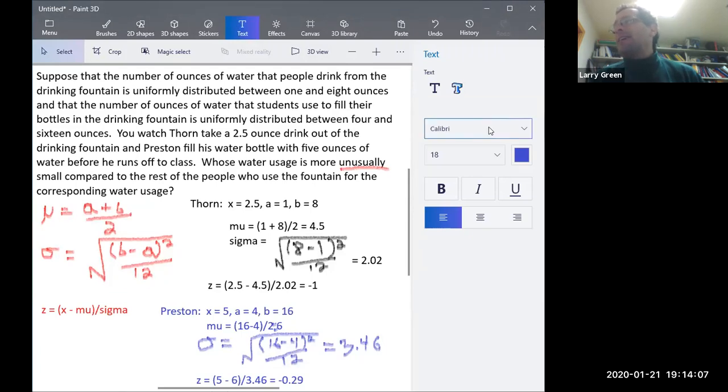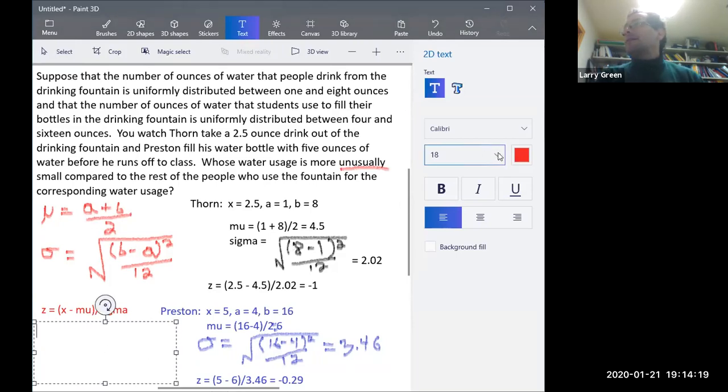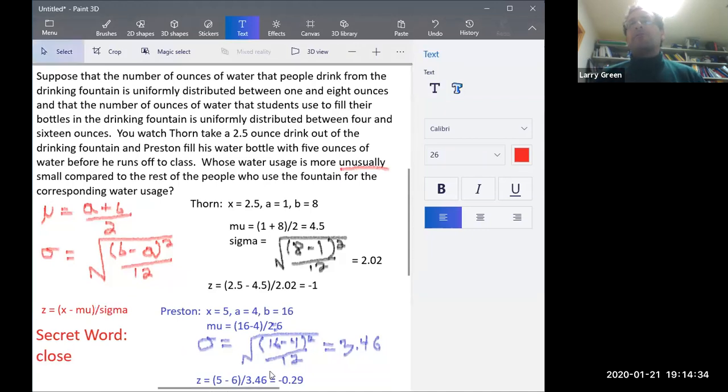All right, the very last thing I need to do is give you the secret word. Let's make it a little bigger. And the secret word is close. Because remember, when you're talking about the expected value, you say that if you do many trials, then it's likely that the average will be close to the expected value. So I always like to give you a word that is important for the day.